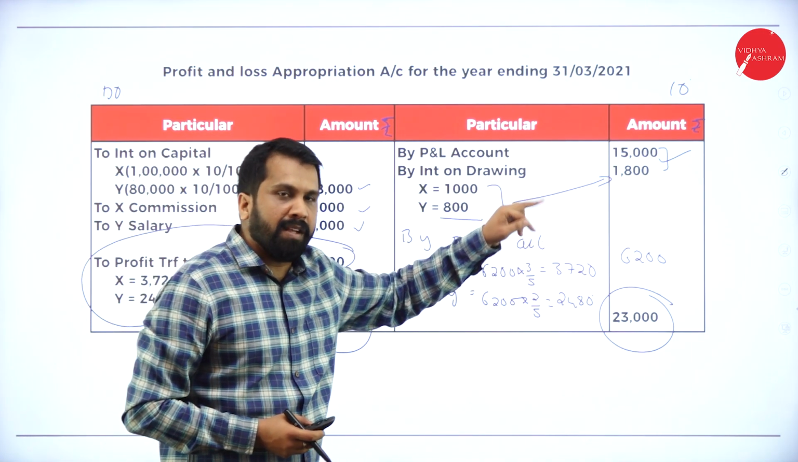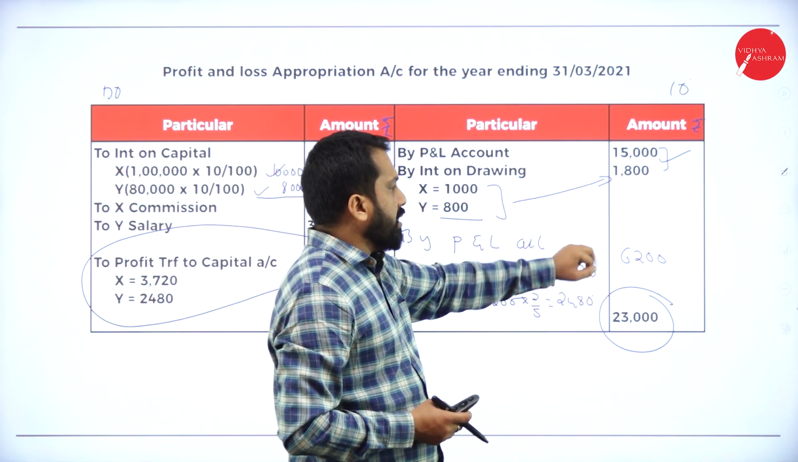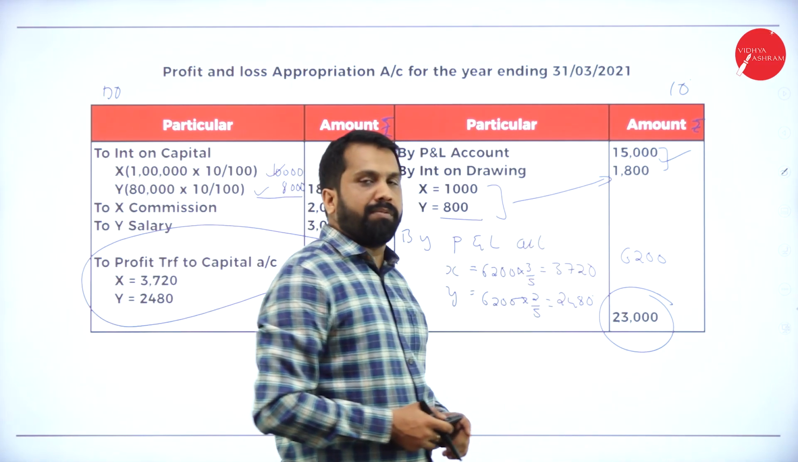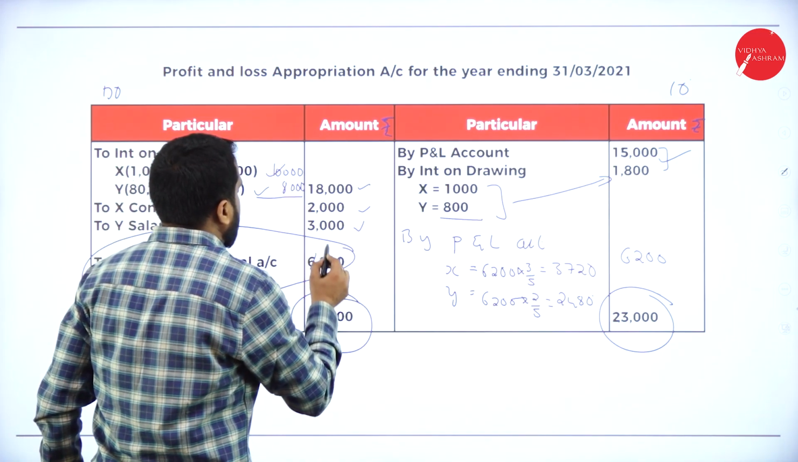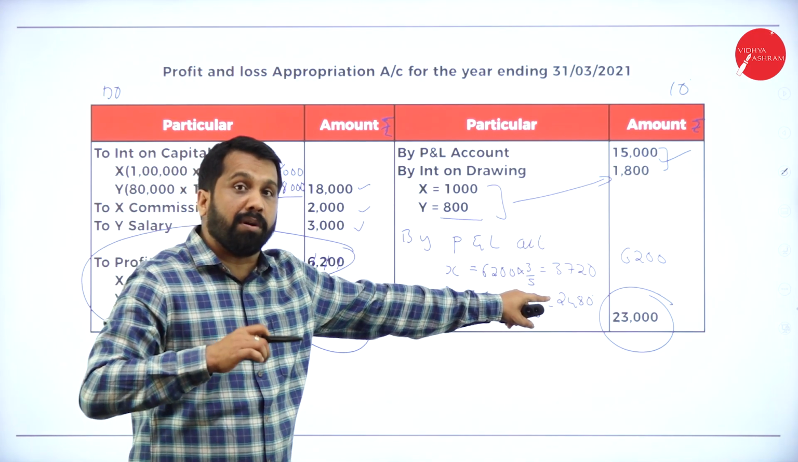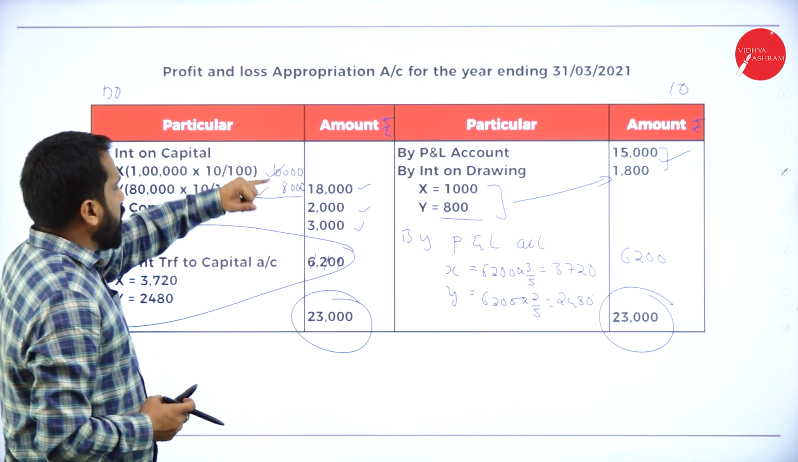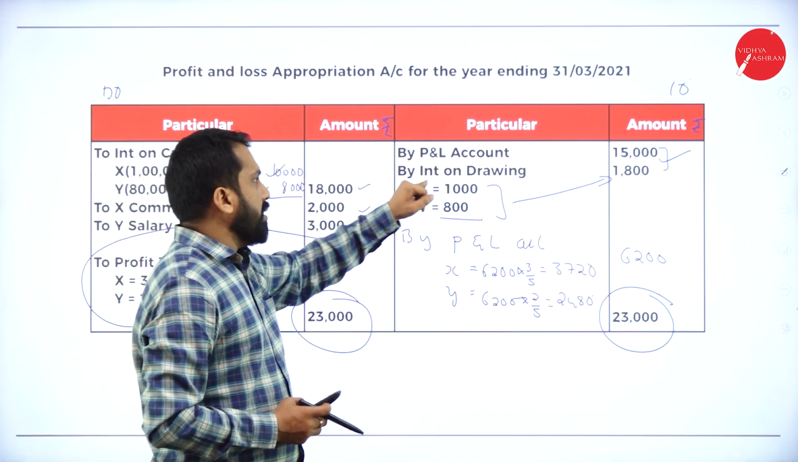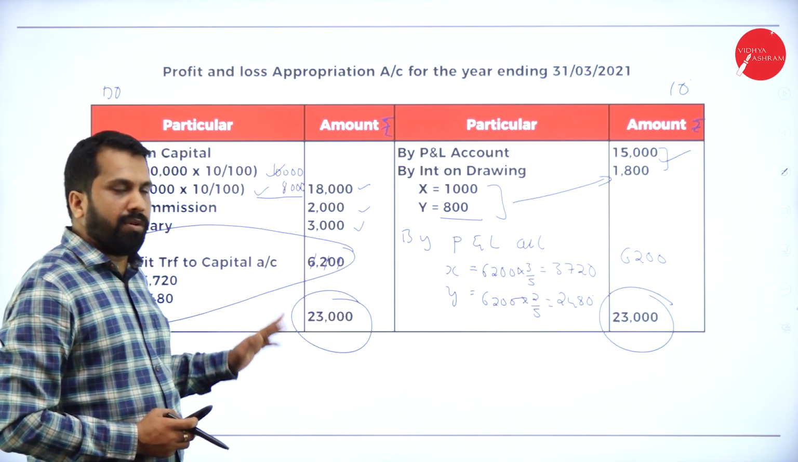Hope you are clear. So 15,000, 16,800, 21, 22, 23. Exactly, it will come 23. So this one is not required. So we have shifted to this because this problem is in loss. Again, I'll repeat. Your interest on capital, commission, salary, over. P&L, interest on drawing, over. Which side is more? Your debit side is more.